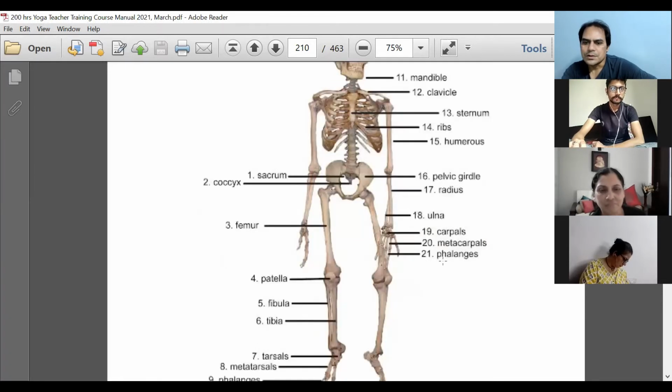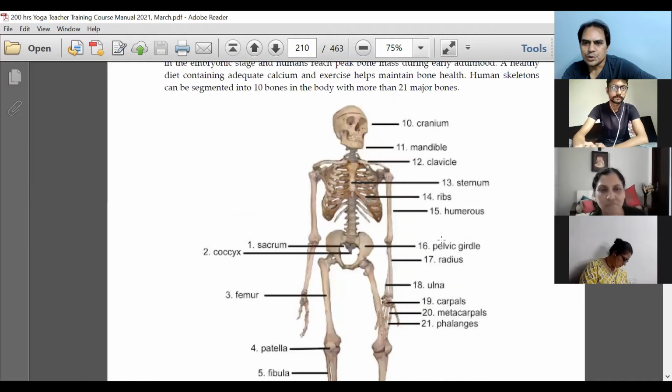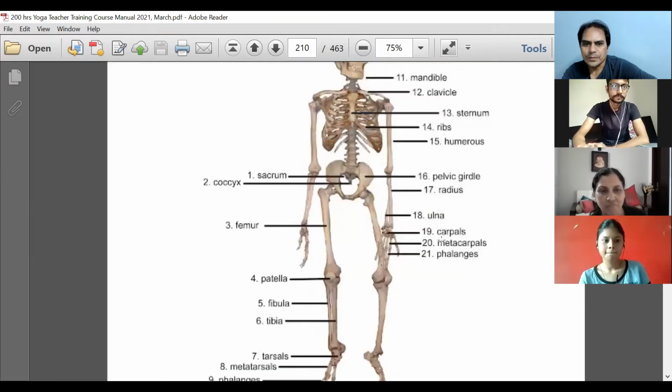So these are a total of 21 major bones. First is the sacrum. Can you see the sacrum? This is the sacrum bone. Second, the coccyx. The coccyx is also called the tailbone. Sacrum, coccyx, femur. The femur is the longest bone in our bodies. That is the longest bone, a single bone.